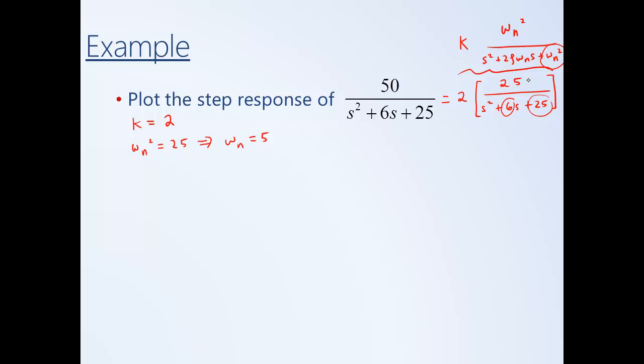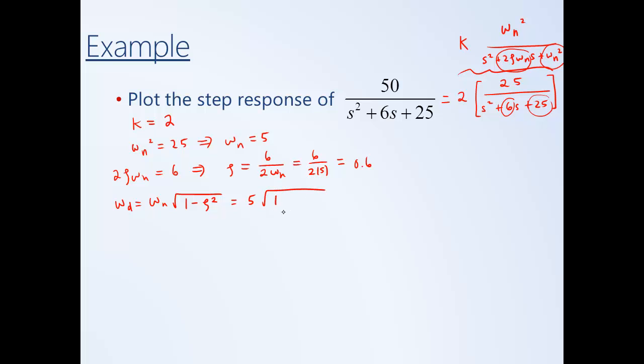Then we can do the same thing for the coefficient in front of the s term, where we have that 2 zeta omega n is equal to 6. We can solve for zeta by dividing through by 2 times omega n, where omega n is equal to 5. So 6 divided by 10 is 0.6. That gives us an expression for zeta. And then we can calculate omega d from the equation. Omega d is equal to omega n times the square root of 1 minus zeta squared, where omega n is 5, zeta is 0.6. If we calculate that out, we get that omega d is equal to 4.